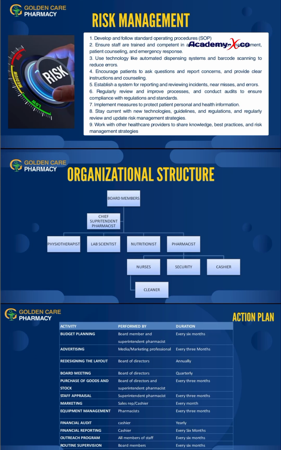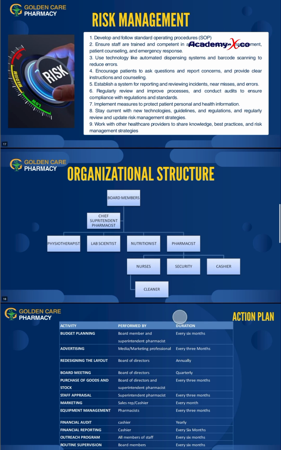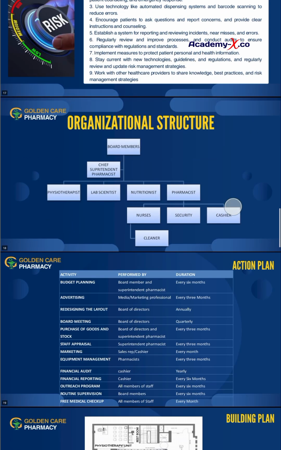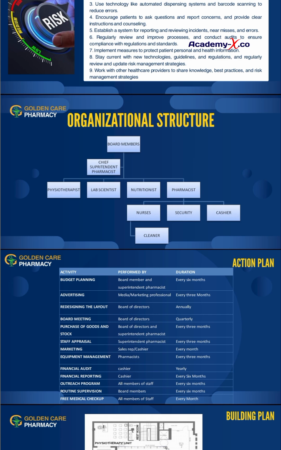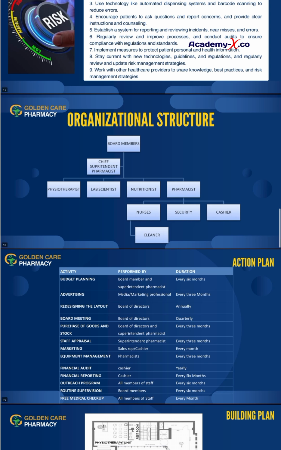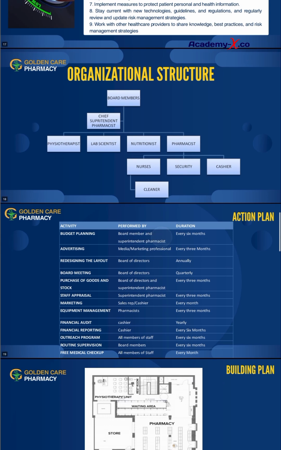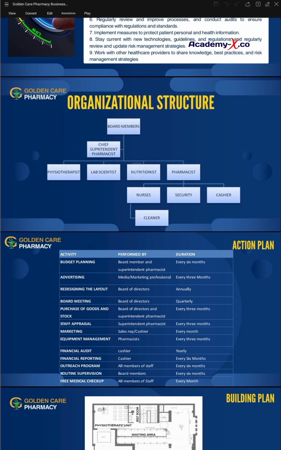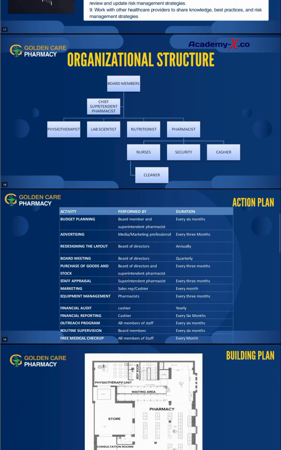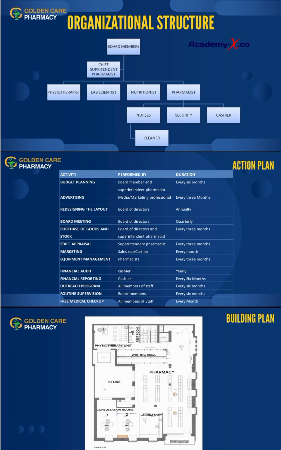In our organizational structure, we have the board members, the chief superintendent pharmacist. Sorry for the typographical error, it was done in a hurry. During that period we were under pressure, but nevertheless we were able to still come out second highest in the faculty. And the things you need to know will help you to even become top in that particular department, in that course, if you pay attention to it. So we have the physiotherapists, lab scientists, nutritionists, pharmacists. These are because of the unique selling points we have. Alright, so we have the nurses, security, cashier, cleaner.